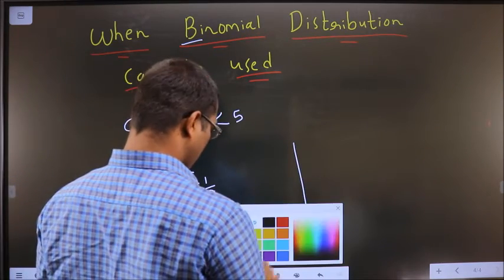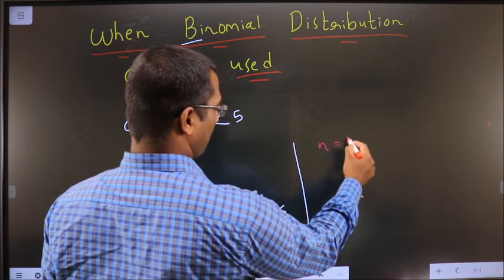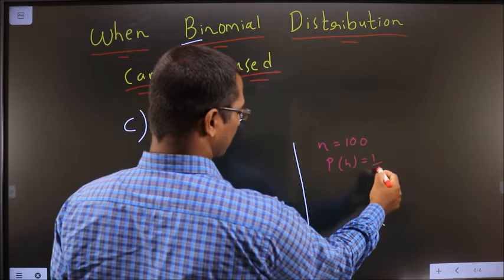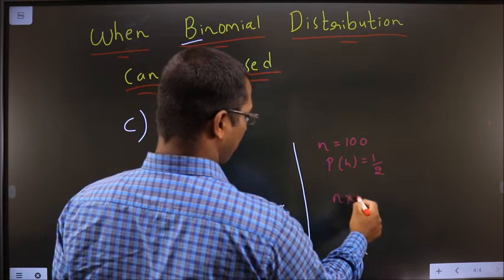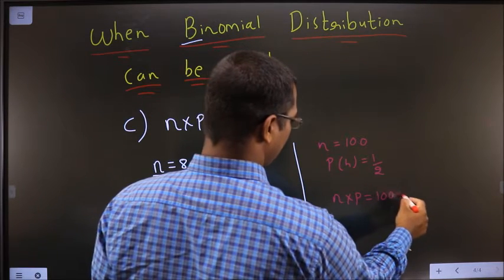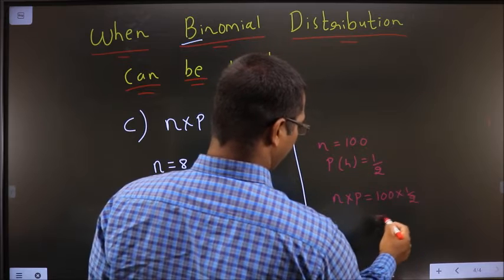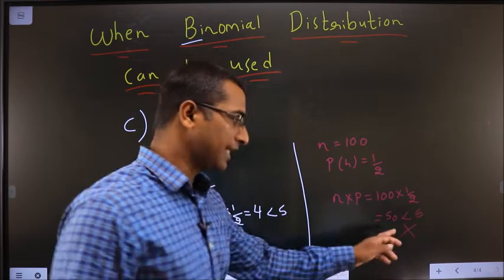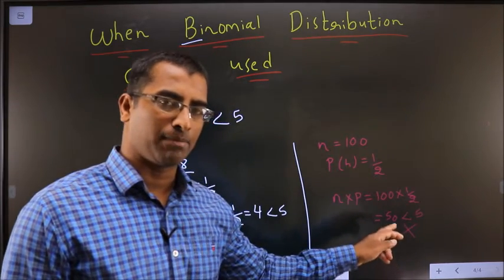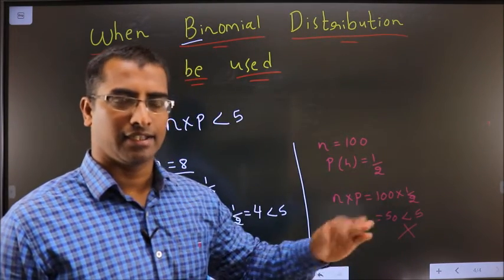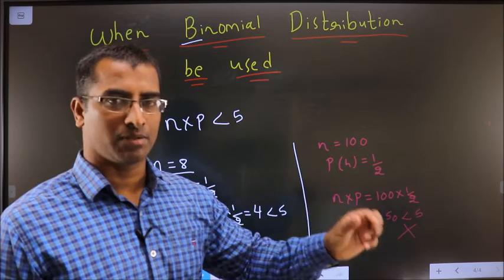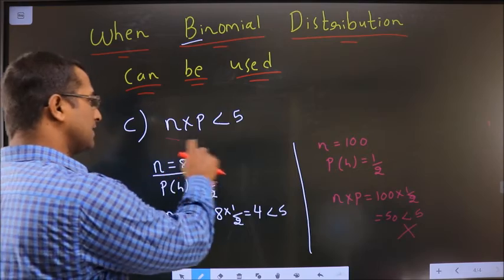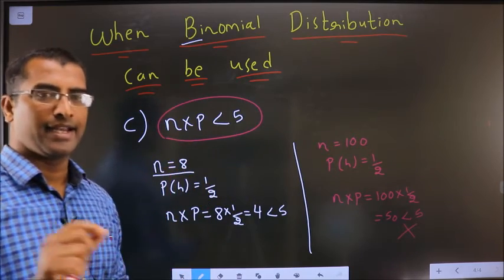Let us say a coin is tossed 100 times. Probability of getting a head is 1 by 2. So n into p will result in 50, which is not less than 5. So here binomial cannot be applied. We have another distribution called normal distribution that we apply here. As of now, the third condition is n into p should be less than 5.